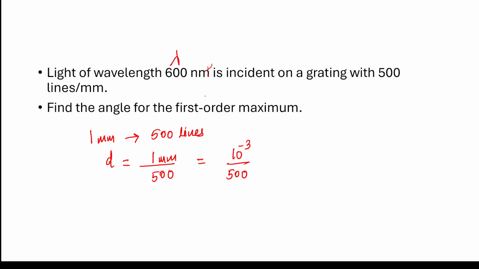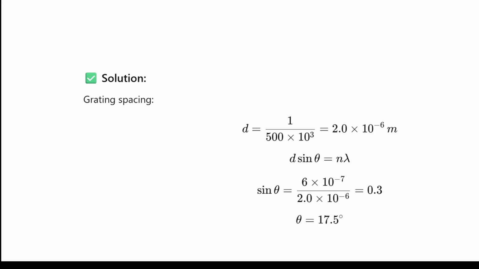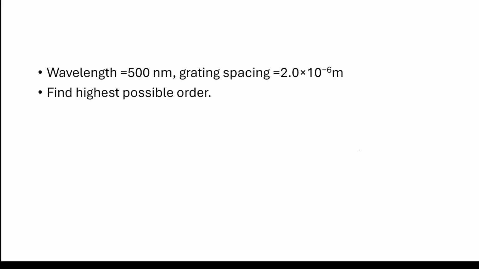You have to find the angle for first order maxima. N is 1. Go ahead, do it. If you've done it, check. So you calculate D first, then use the equation. N here was 1. Okay, do this one. You have the wavelength. Don't forget to convert nanometers to meters.